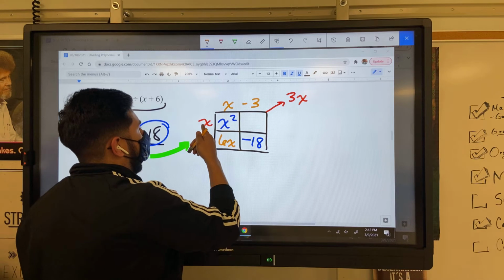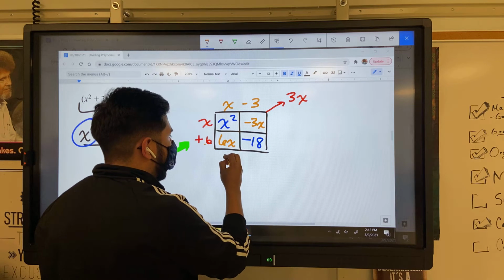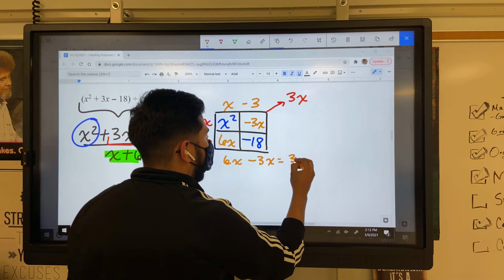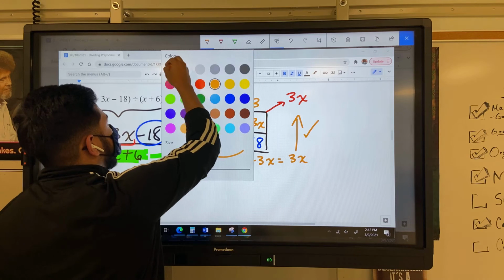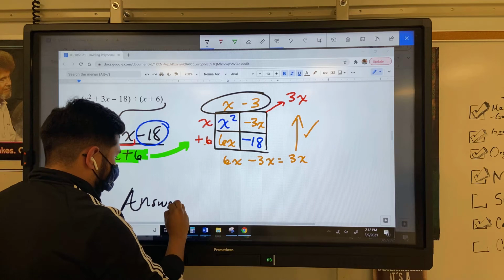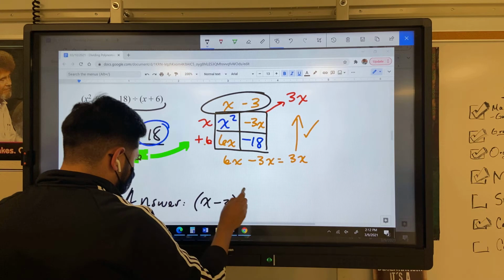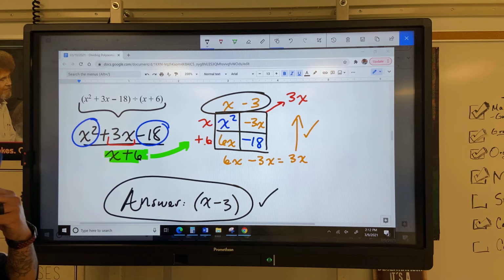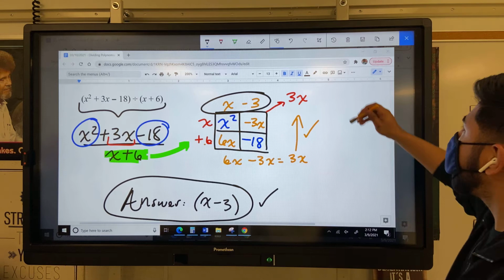How do I double check that? x times negative 3, negative 3x. Add these two, 6x minus 3x gives me 3x. Looks good to me. So what's my answer? x minus 3. Check mark. So far, so good. Let's keep going. If you need to look at it, pause it, keep going.